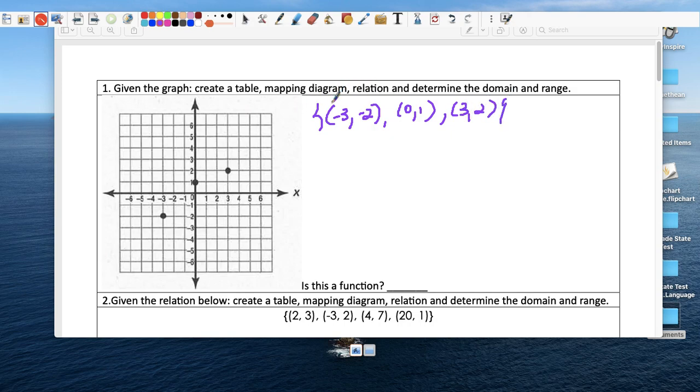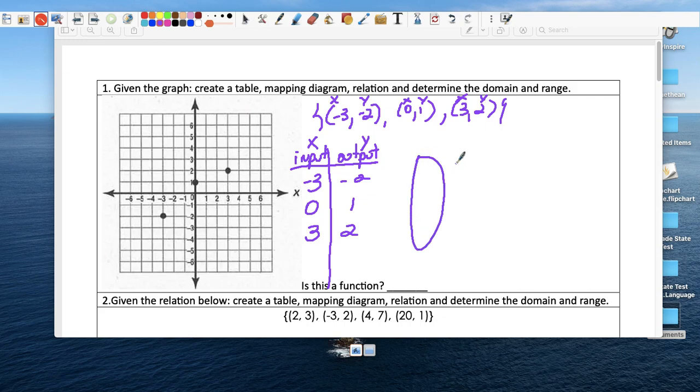Write x and y on top of each so you know what your inputs and outputs are. I create a table: input, output. So that's my x, that's my y. I have negative 3 coming in, negative 2 coming out. I have 0 coming in and 1 coming out. I have 3 coming in and 2 coming out. The same points.